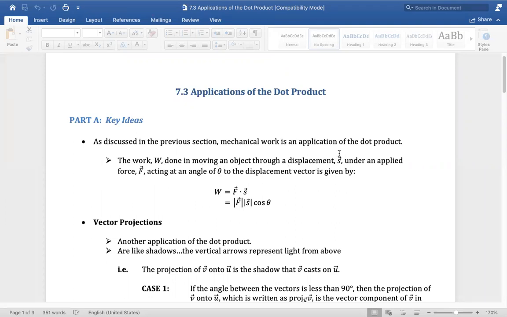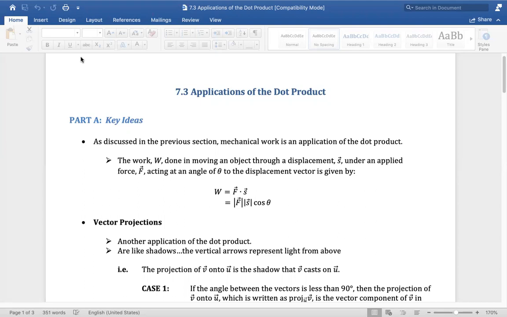And in this example, we're going to call that displacement vector S, and you're under an applied force. So you have a displacement, you have a force, and then you're acting at an angle of theta to the displacement vector. So if you have an angle, a force, and a displacement, your mechanical work formula is equal to the force vector dotted with the displacement vector. So the force acting on an object dotted with the displacement vector.